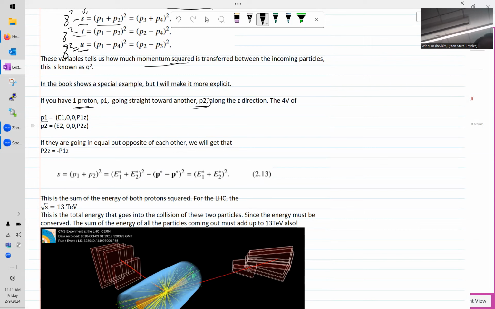But in this simple version, let's say I have a proton coming in here. I'm shooting it with momentum P1. I'm shooting another in the exact opposite direction with momentum P2.